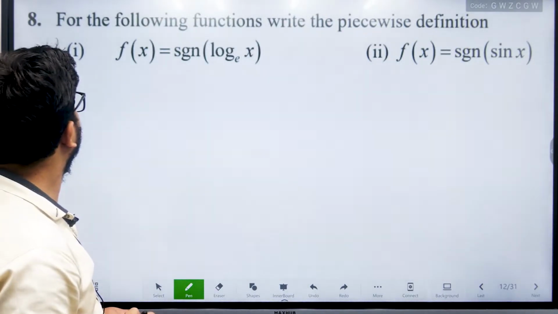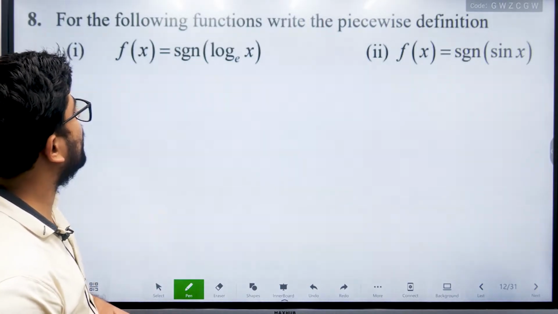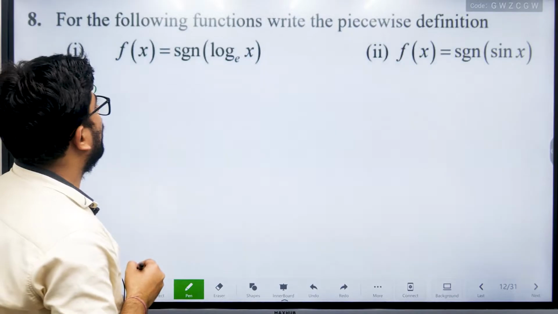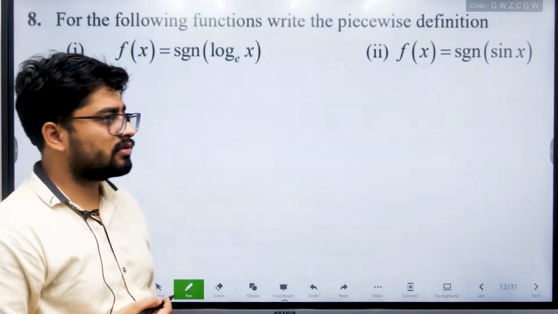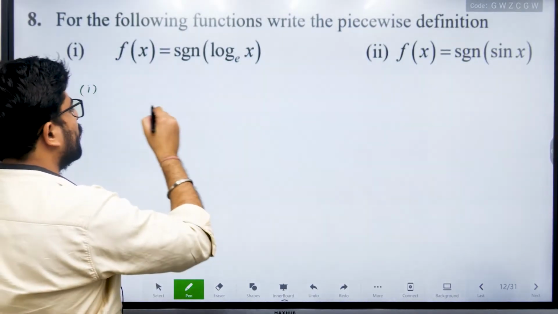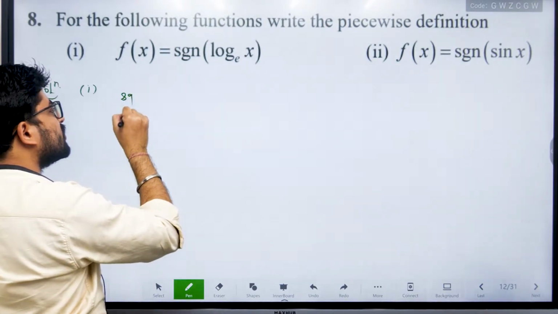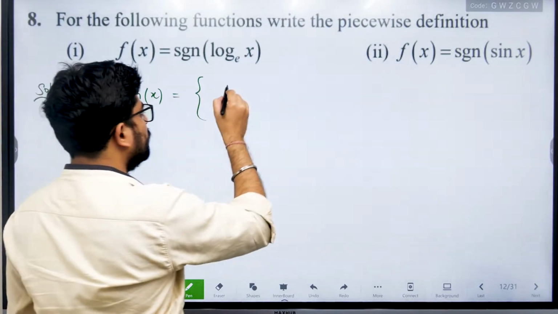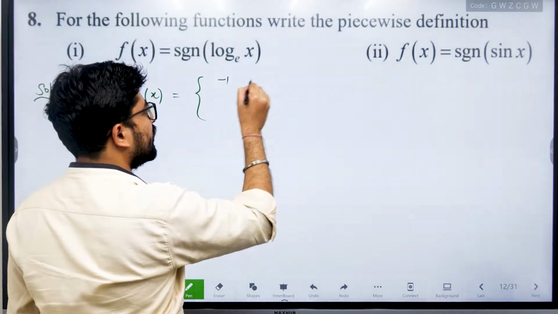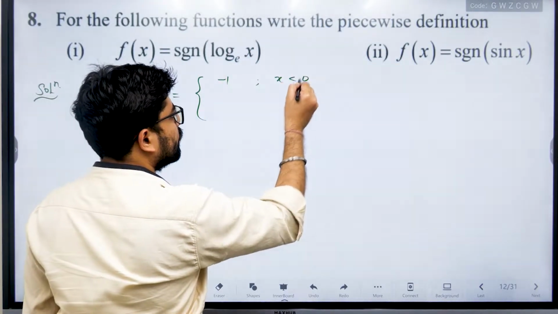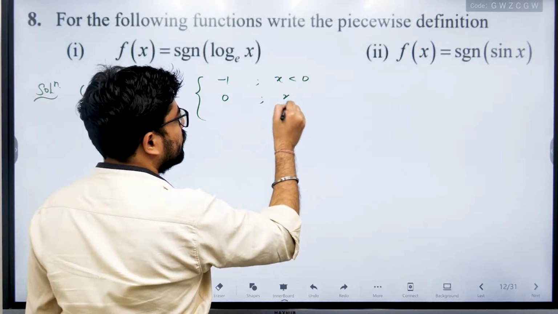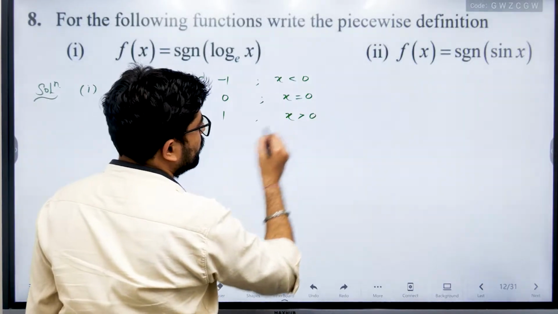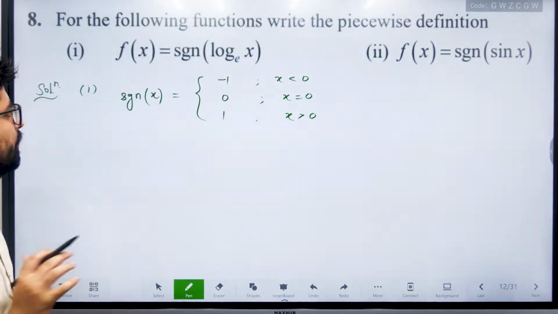For the following function, write the piecewise definition. Okay, first, f(x) is equal to signum of ln x. Signum of ln x is what? We know the signum function. Signum of x is what? That's minus 1 whenever x is negative, that is 0 whenever x is 0, that is 1 whenever x is greater than 0. It's clear. Yes, that's your signum.